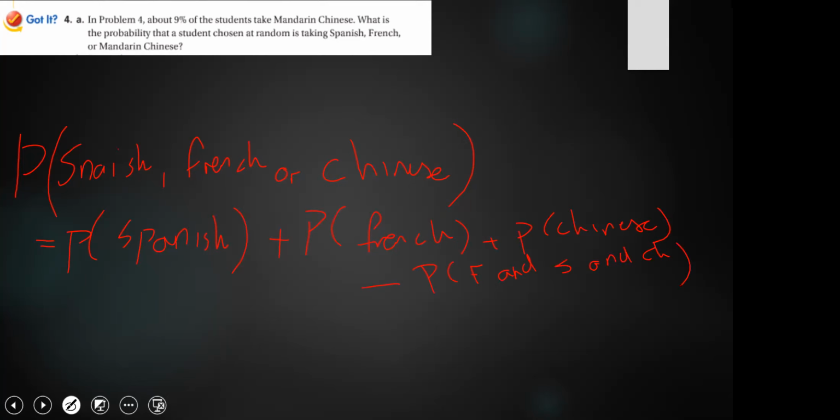Now, what is the probability of choosing Spanish? It is 0.37. French, it is 0.15 from the example. From here, we found 0.09 taking Chinese. And how many are taking French and Spanish and Chinese at the same time?